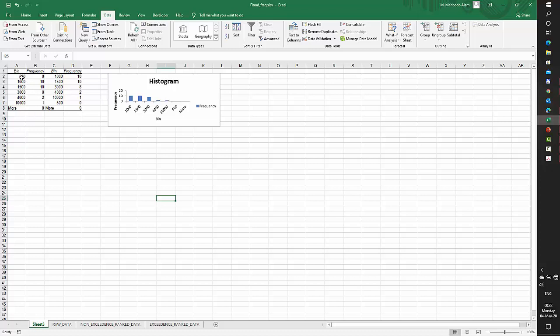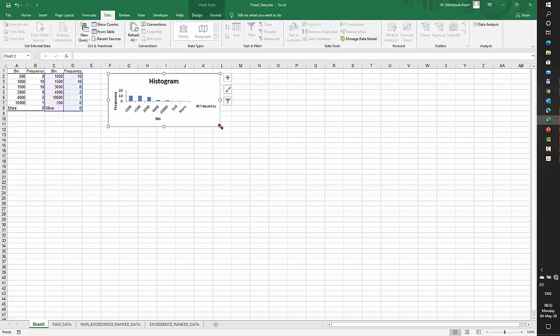that from 0 to 500 there are no values. Fine, and it is true because our minimum value is 700, so between 0 and 500 there are no values at all. Then between 500 and 1000 there are 10 values, and similarly between 1000 and 1500 we have 10 values, so on and so forth. Between 4000 and 10,000 I have then just one value.